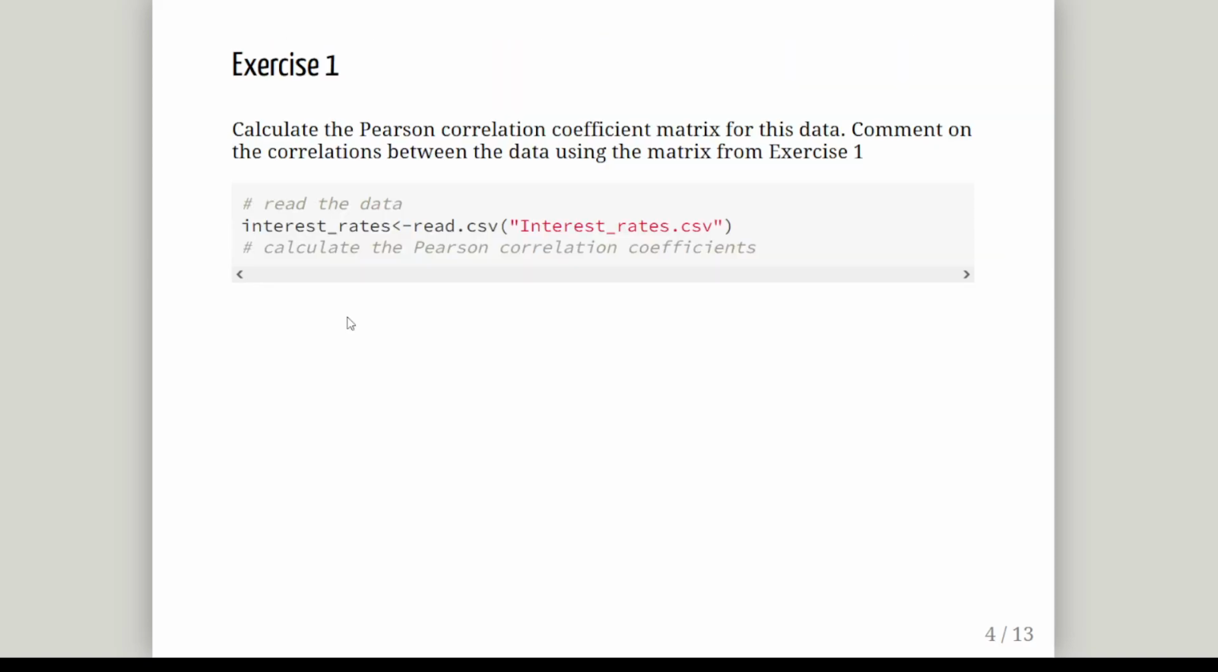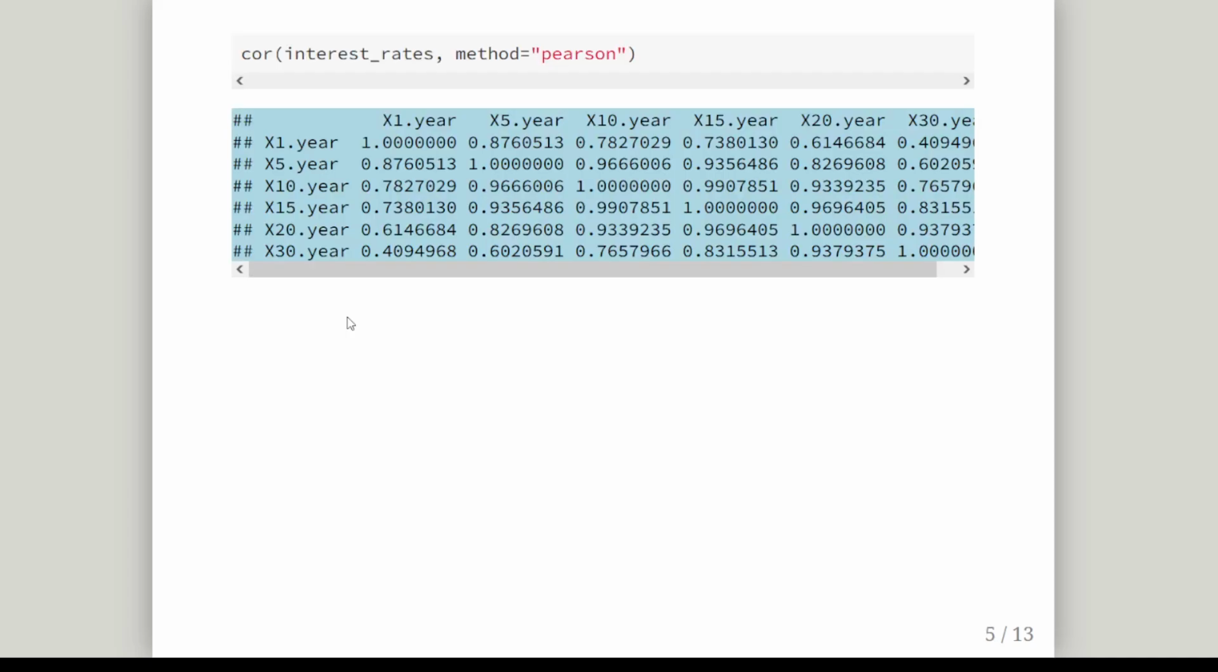Okay, so exercise 1. This asks us to calculate the Pearson correlation coefficient for this data, and then comment on the correlations between the data using the matrix. So essentially what we can do here is specify the correlation coefficients using the cor command. What this does is generate a matrix of all of the variables.